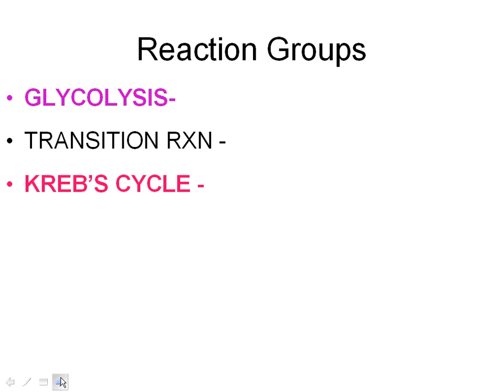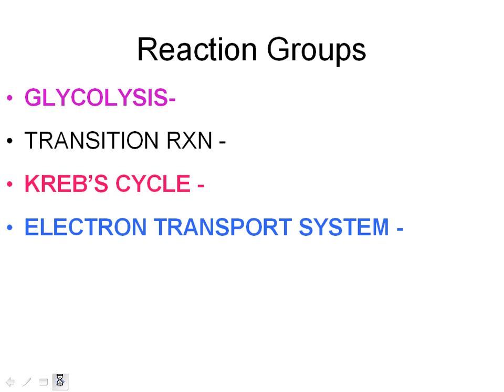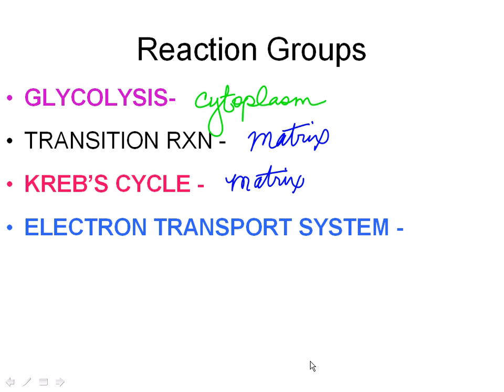And then our final reaction, which is where we're going to build all of the ATP, is going to be the electron transport system. And remember, the electron transport system we mentioned just on the previous page, and we said that the electron transport system will take place on the cristae of the mitochondria. Okay?